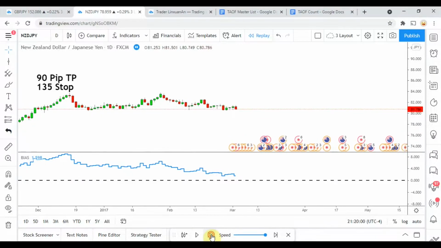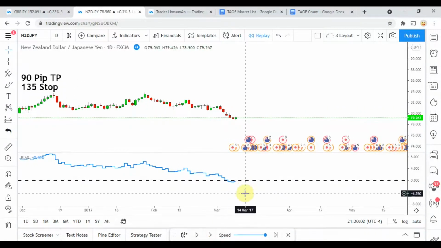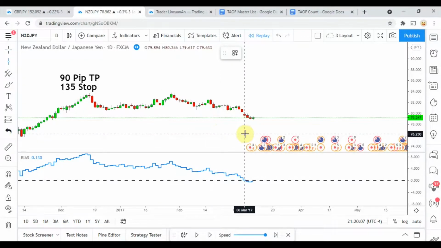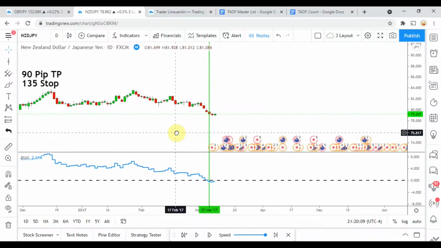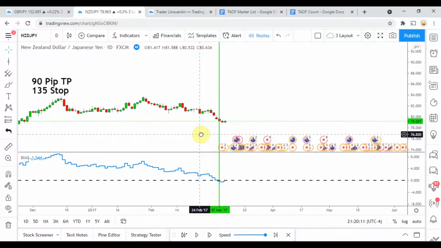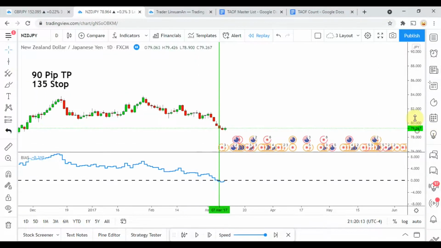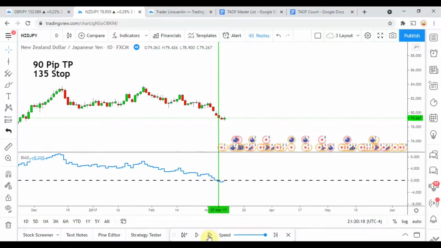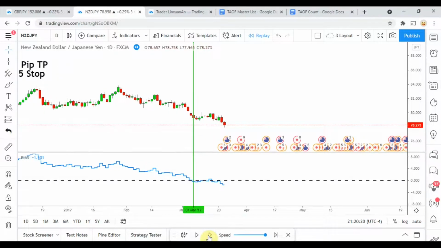So moving along here, looks like it's slowly working its way down. Looks like we get an official cross right there. Doesn't look like it's hit our 90 pip, but let's go ahead and play it forward a little bit more here. So we get a short right there. Nope, does not hit our take profit.